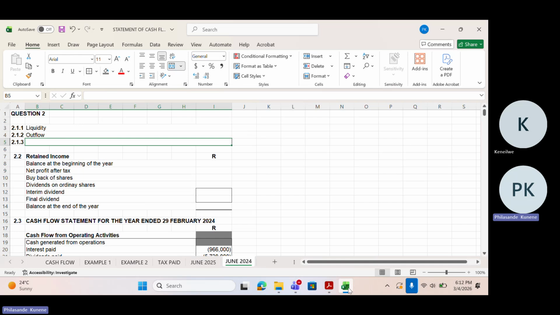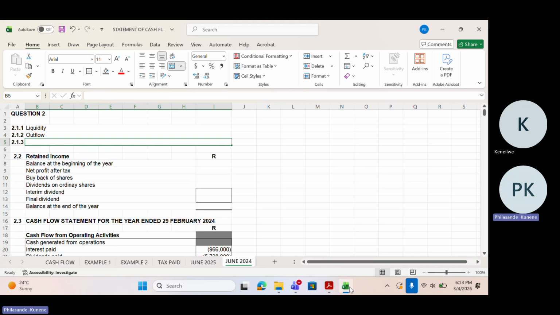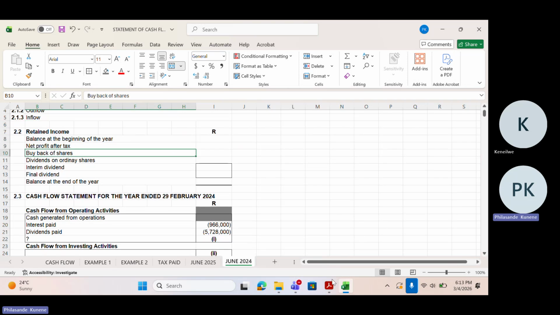And then 2.1.3, a decrease in inventories will lead to an inflow or outflow of cash in the cash flow statement. Inflow. A decrease in inventory will result in an inflow of cash, exactly, because when the inventory is decreasing, it means we sold inventory, and then there will be an inflow of cash. So I'm going to say here inflow. Okay, then now we move on.